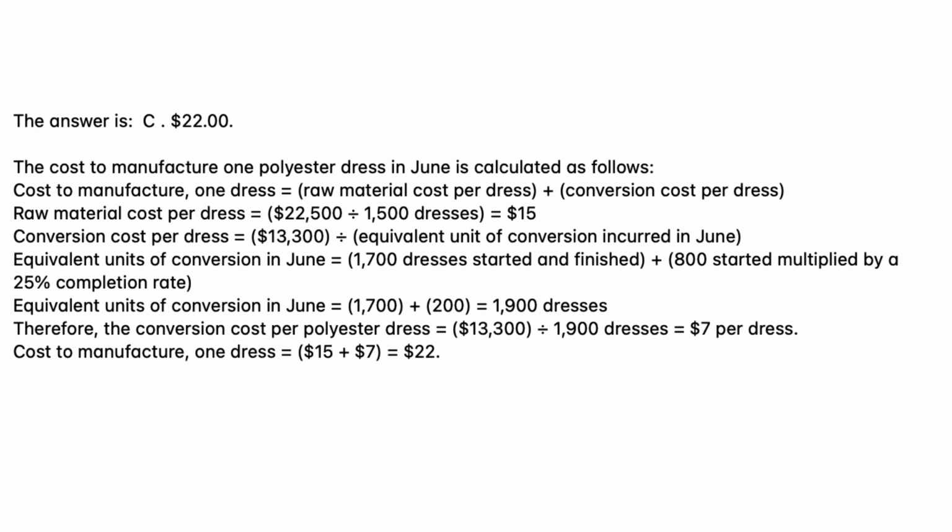$13,300 divided by equivalent units of conversion incurred in June. Equivalent units of conversion in June equals 1,700 dresses started and finished, plus 800 started multiplied by a 25% completion rate. Equivalent units of conversion in June equals 1,700 plus 200 equals 1,900 dresses. Therefore, the conversion cost per polyester dress equals $13,300 divided by 1,900 dresses equals $7 per dress. Cost to manufacture one dress equals $15 plus $7 equals $22.